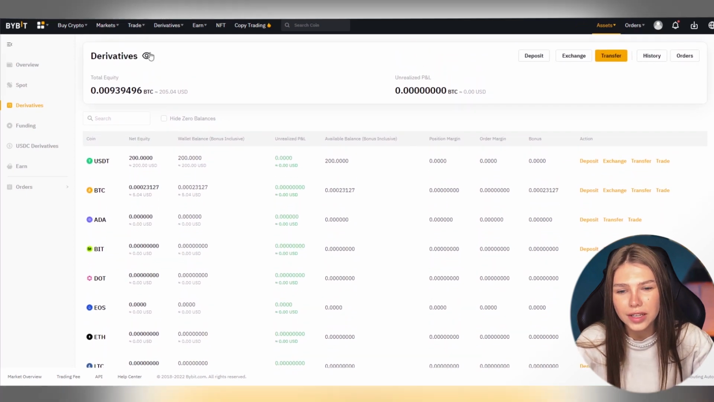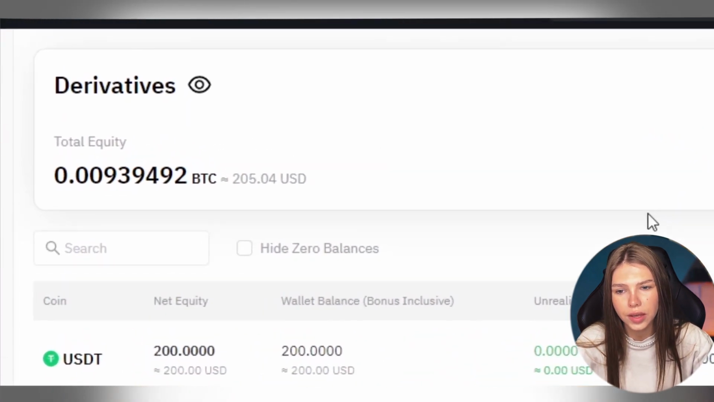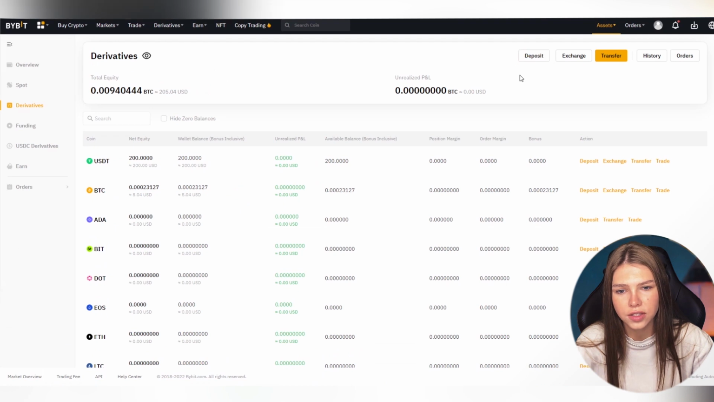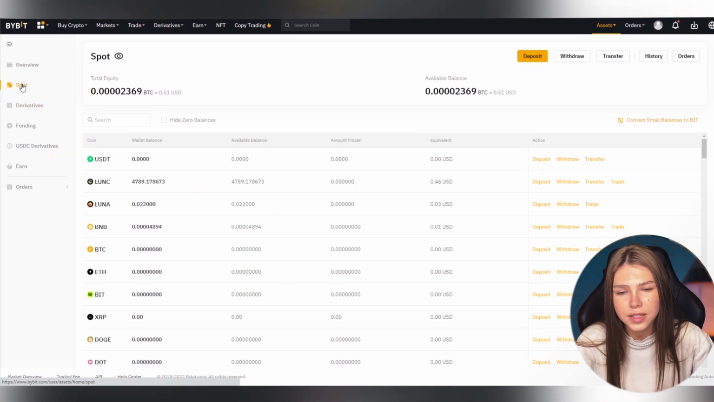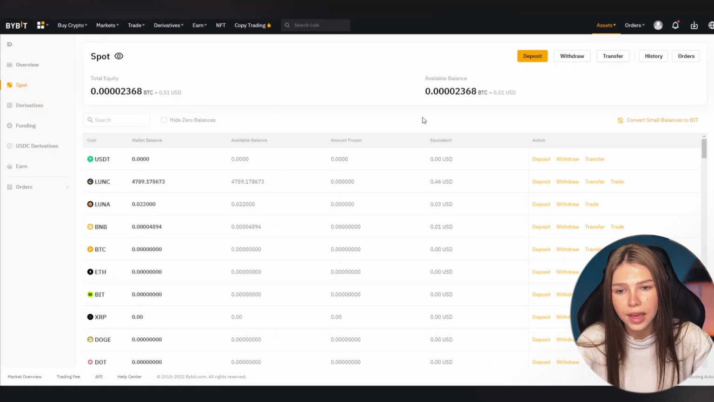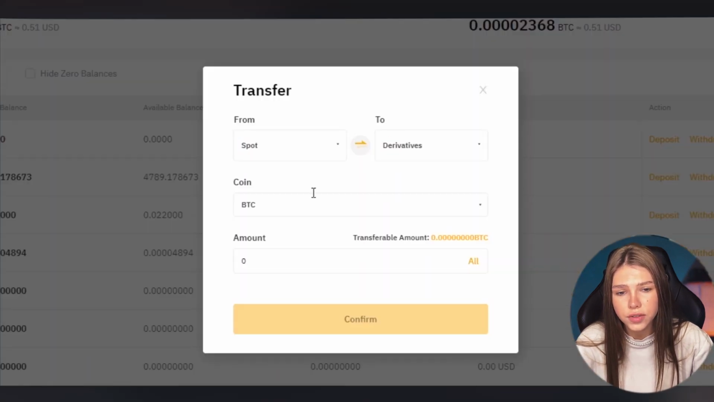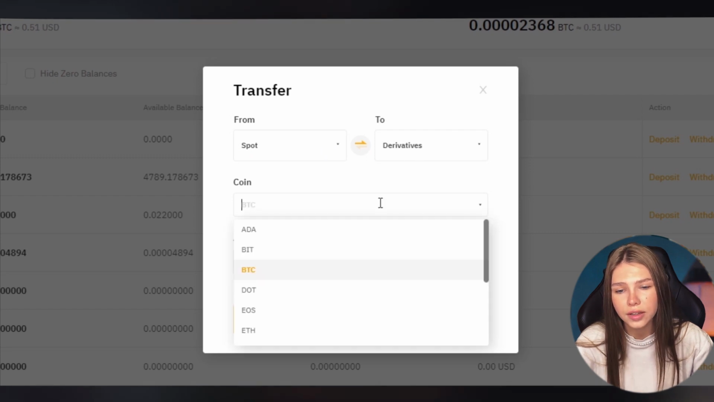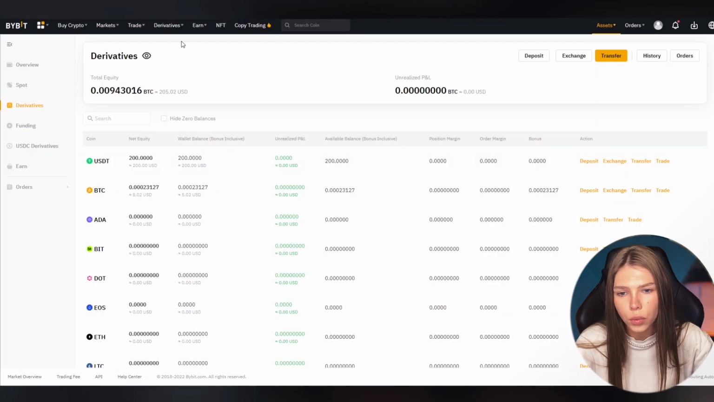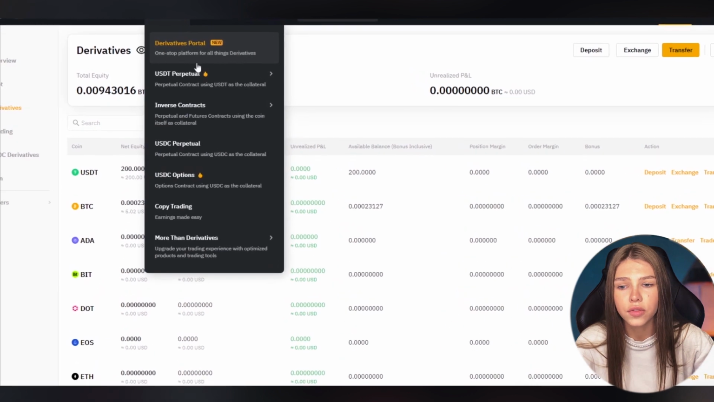So the first thing we need to do is make sure that you get some money in your derivatives account. So you can obviously deposit and then transfer cryptocurrencies over from your spot account, which is the cash account, over into your derivatives account. So you'll need something in here to start trading. And then we can actually go on and get into the futures screen.